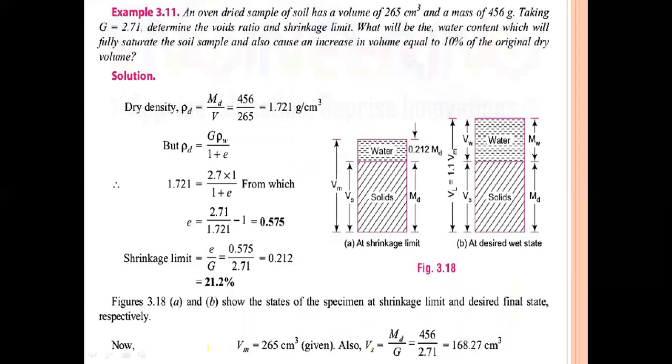An oven dried sample of soil has a volume of 265 cubic centimeters and a mass of 456 grams. Taking G equal to 2.71, the specific gravity, determine the void ratio and shrinkage limit. What will be the water content which will fully saturate the soil sample and also cause an increase in the volume equal to 10% of the original dry volume?